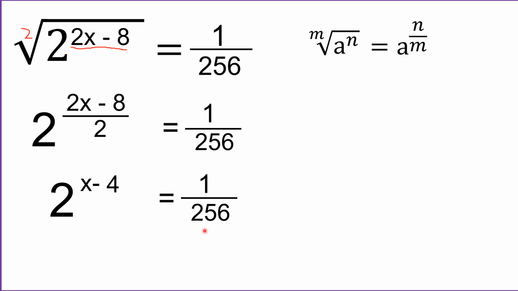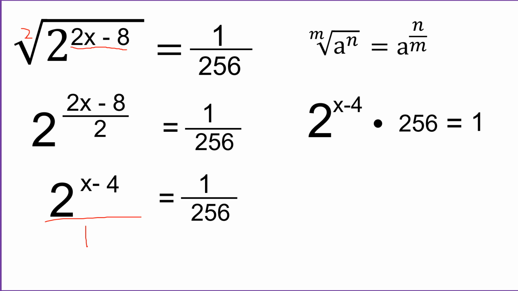Next, we are going to remove this fractional part. How? By using cross multiplication. We all know that for 2 raised to x minus 4, the denominator is 1, because there is no denominator, automatically the denominator is 1. By cross multiplying, we multiply 2 raised to x minus 4 by 256. I'm going to write it here, times 256. Then multiply the denominators: what is 1 times 1? That is equal to 1. So 2 raised to x minus 4 times 256 is equal to 1.